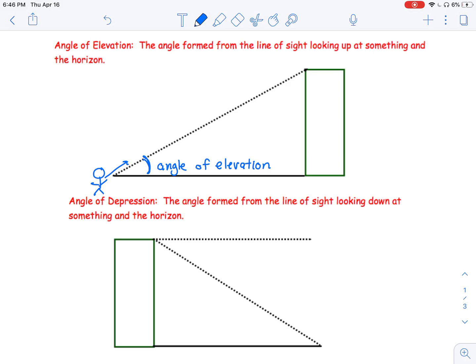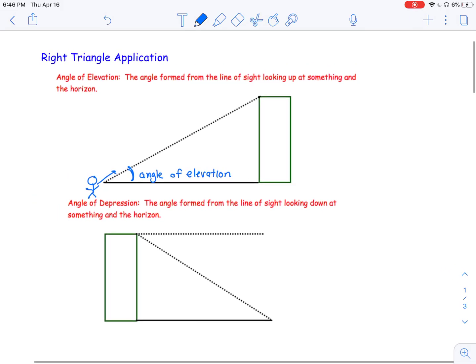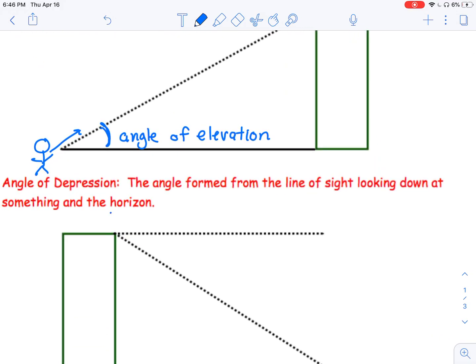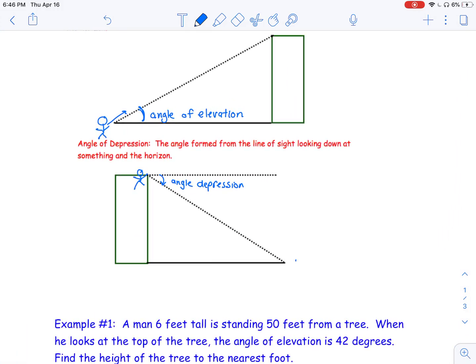When they're talking about an angle of depression, that's the angle that's formed by looking down at something. So maybe you're at the top of a building looking down at a car or something like that. And your angle of depression, this one gets a little bit more confusing. If you're standing up top, and this is where my eyesight is and I'm looking down, this is my angle of depression. So maybe I'm looking at a dog that's down here. This would be my angle of depression.